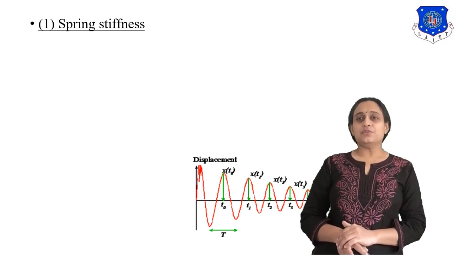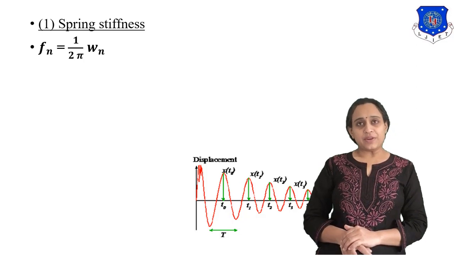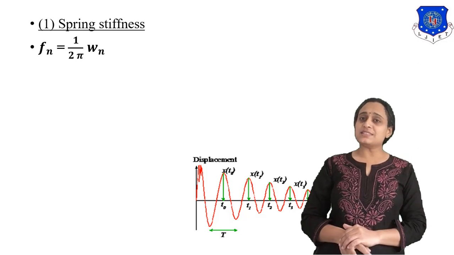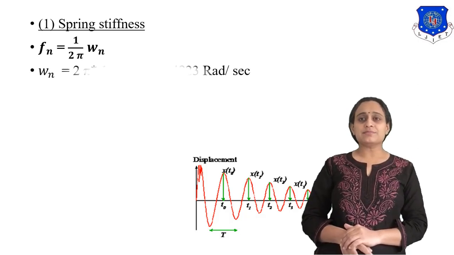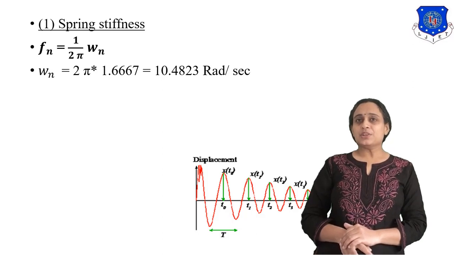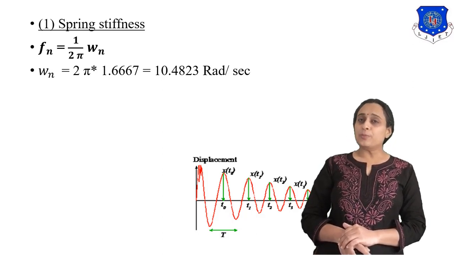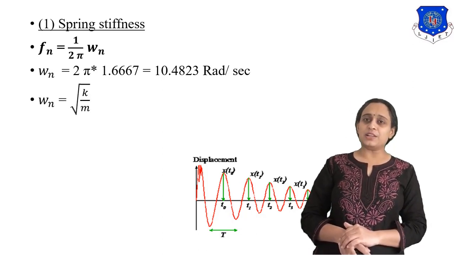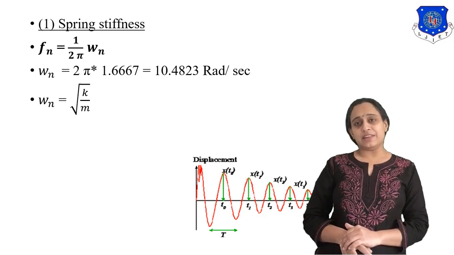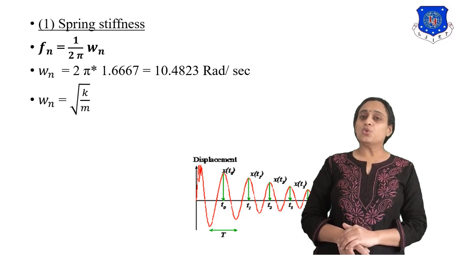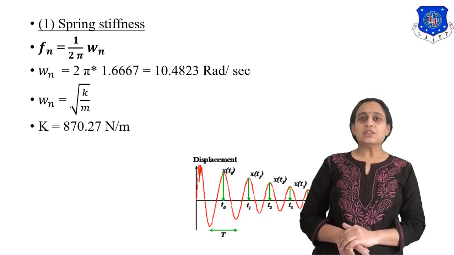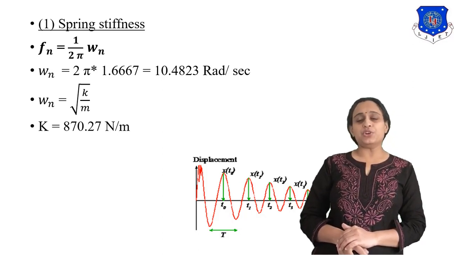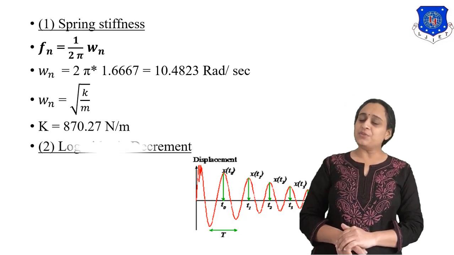Okay, so let us start. First of all, spring stiffness. To find out the spring stiffness, first of all we have to find out the omega n value. Now frequency is given to us. fn is equal to omega n upon 2 pi. Now what is the frequency? It is 1.667. So omega n is 10.48 radian per second. Now if we have the omega n value, we can easily find out the stiffness. So omega n is equal to under root of k by m. So by putting all these values, we will get k as 870.27 Newton per meter. So this is our first answer.